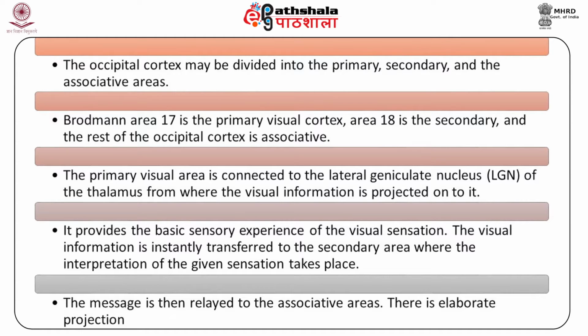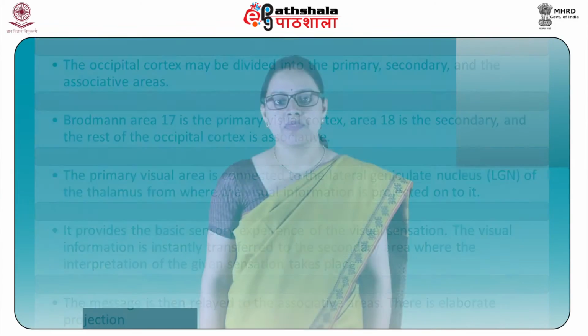The visual information is instantly transferred to the secondary area, where the interpretation of the given sensation takes place. The message is then relayed to the associative areas. There is elaborate projection of information to this area from other lobes of the brain, especially the parietal and the temporal cortices. The visuospatial perception and the integration of the auditory and the visual information is thus possible due to the function of the associative areas of the occipital cortex. The perception of vision becomes highly cognitive due to the integrative mechanisms of the associative areas.